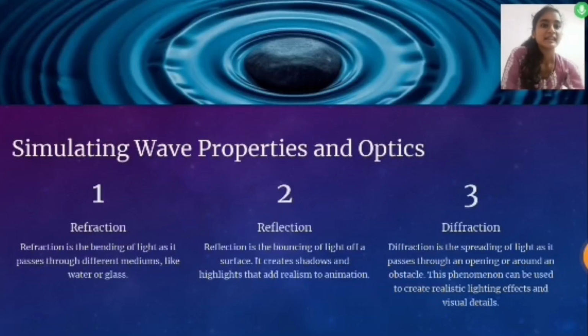The next parameter is simulating wave properties and optics. Refraction is the bending of light as it passes through different mediums like water or glass. Reflection is the bouncing of light off a surface. It creates shadows and lighting and adds realism to animation. Diffraction is the spreading of light as it passes through an opening or around an obstacle. This phenomenon can be used to create realistic lighting effects and visual details.